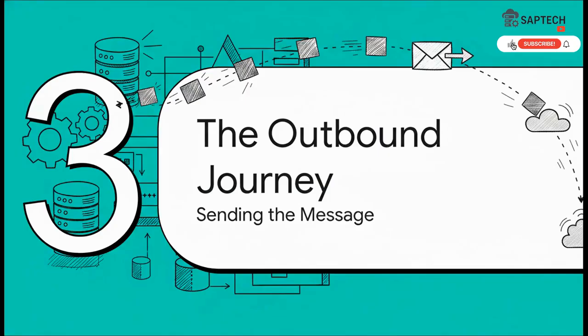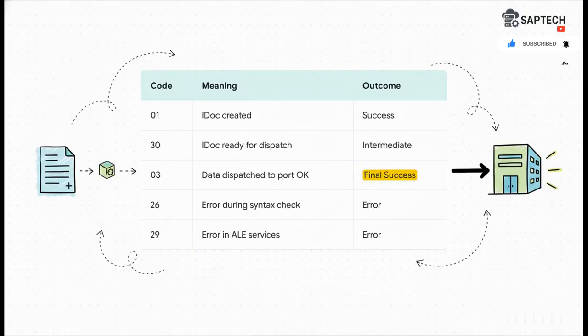Okay, so we've dissected the IDoc. Now let's actually follow one on its journey as it gets created and sent out from a system. This is what we call the outbound journey. As an IDoc is getting ready to go, its status changes. It starts with a 01. Boom, it's created. You might see it sit at status 30 for a bit, which just means it's waiting in line to be sent. But the magic number you're looking for, the big success code, is 03. When you see that, you know it's officially left the building.